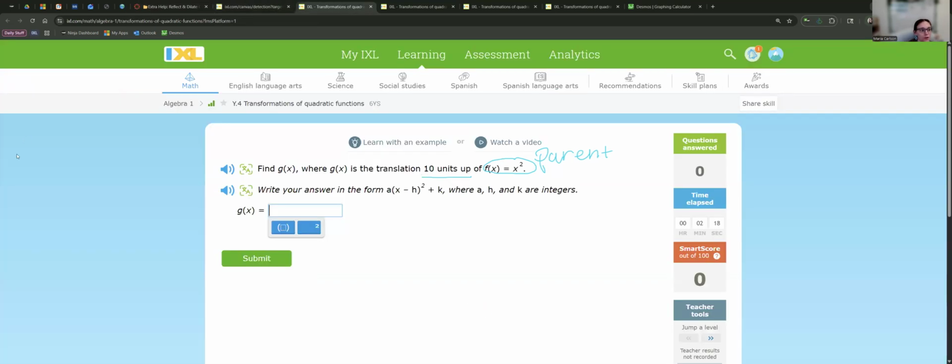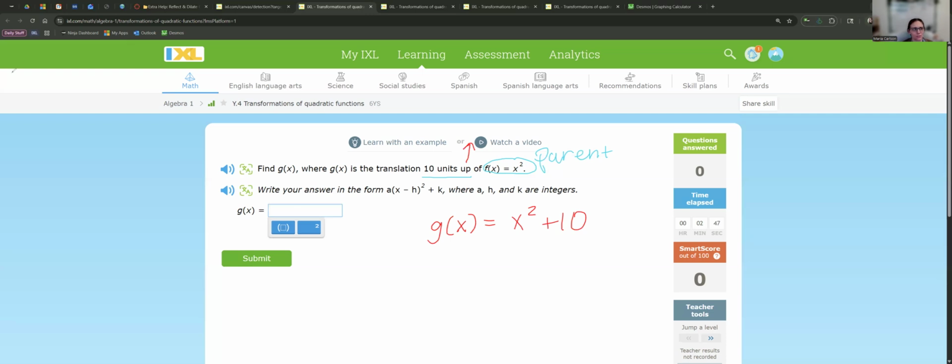If I want to take a quadratic and move it 10 units up, a translation, I'm just adding or subtracting that value either outside of the entire function, causing it to move up or down vertically, or if I want to go left or right, then I'm going to have that value added or subtracted in with x. Since we want to go up, this is just vertically moving the graph up 10 units. So g of x is the same thing as x squared plus 10.